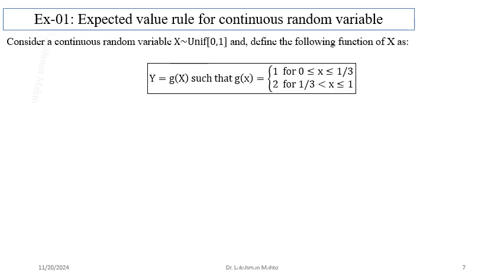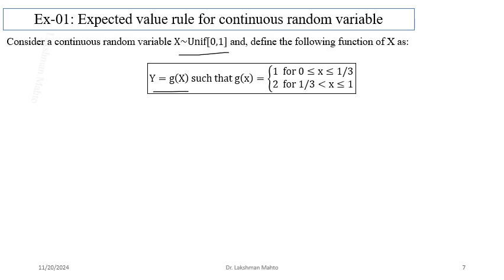If I take a uniform random variable x defined over the interval 0, 1 and define y equal to g of x. Here y takes value 1 when x is between 0 and 1/3, and y takes value 2 when x is between 1/3 and 1. So tell me, what kind of random variable is y? Is it discrete or continuous? It is discrete. It takes just two values, either one or two. So y is a discrete random variable, but x is a continuous random variable.